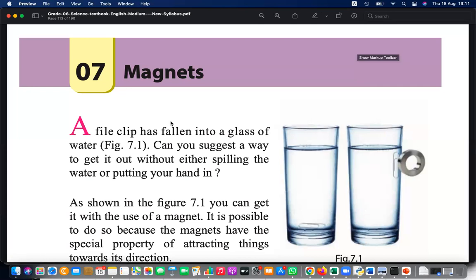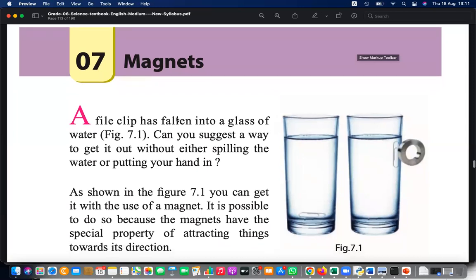In some bags and zippers we are using that. Door locks use magnets, and magnets can be used in a compass. Haven't you seen a compass? Screwdrivers. Sometimes we are using magnets in screwdrivers. And in compasses we are using magnets. And some weightlifting equipment uses magnets, right? So these magnets can be used in many places.